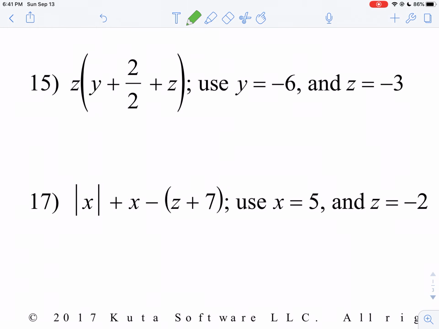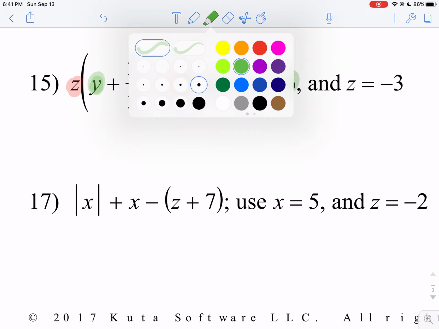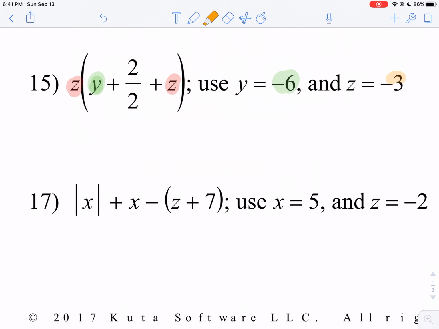In number 15, all the z's that you see are equal to 3. Okay, so there's a -3 there, a -3 there, and all the y's are equal to -6. So I see a -6 right there. I'm just going to do this just to make sure that you know what you need to be doing. All right, so all the z's are -3s and this y is -6. I'm just going to go ahead and write that down. So -3, okay. And then, of course, my y is -6.